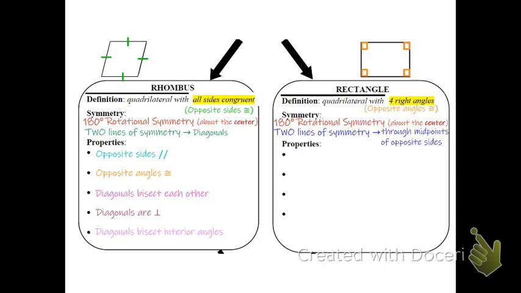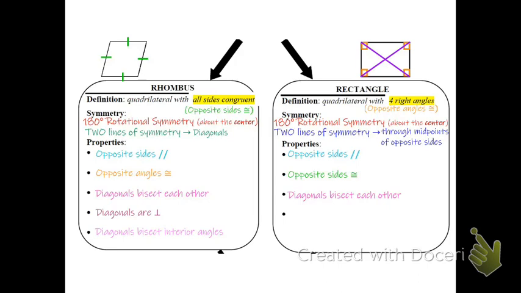Now in addition, it still has the properties, now that we've looked at the definition and the symmetry. The properties of the parallelogram still continue. It has the opposite angles are congruent. Now it'll have opposite sides parallel. It'll still have opposite sides congruent. And the diagonals bisect each other.